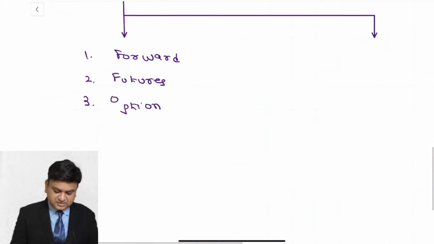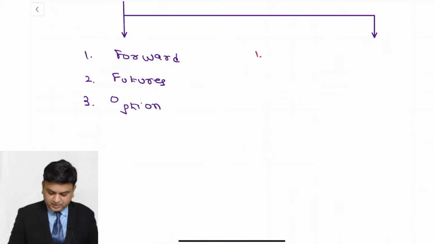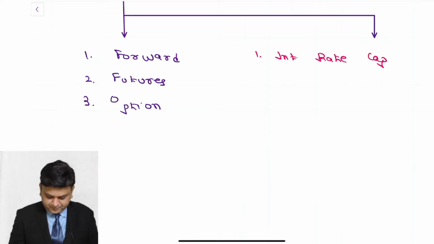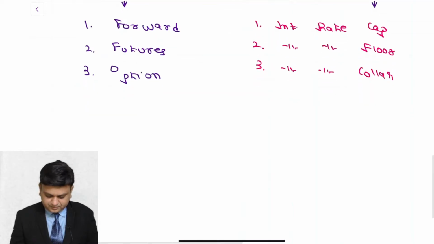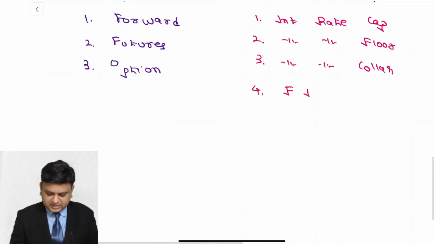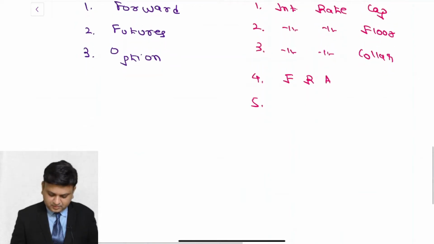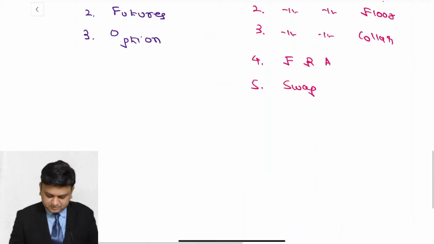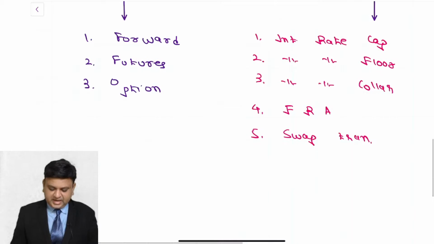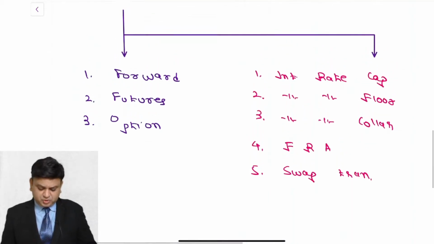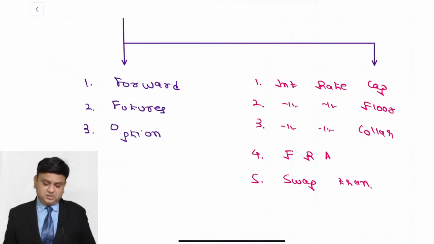Apart from that, we have a number of other transactions: first, the interest rate cap transaction; second, interest rate floor transaction; third, interest rate collar agreement; fourth, forward rate agreement; fifth, swap transaction, and so on. There are other transactions also which are considered to be derivative transactions.